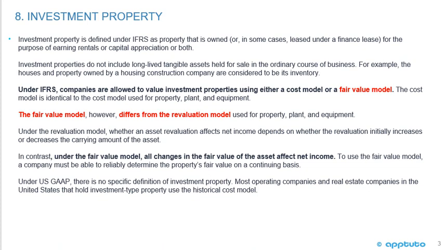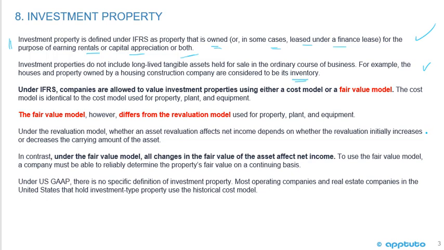Investment property. So first we'll start with the definition. Investment property is defined under IFRS as property that is owned, and this is important, or in some cases leased under a finance lease for the purpose of earning rentals or capital appreciation or both. So that's the definition. Investment properties do not include long-lived tangible assets held for sale in the ordinary course of business. For example, the houses and property owned by a housing construction company are considered to be its inventory. So that's an important distinction.